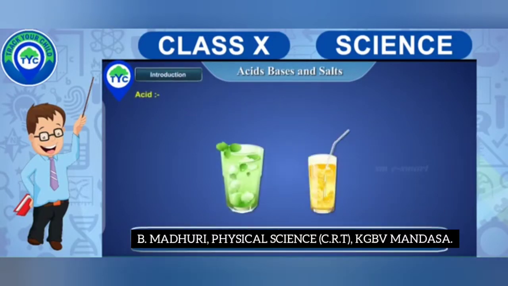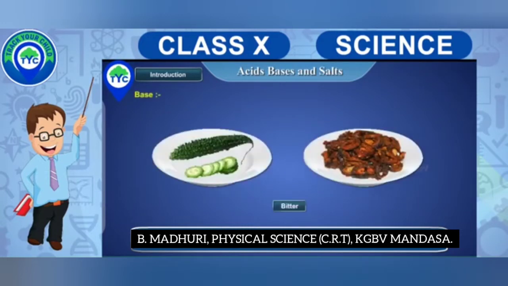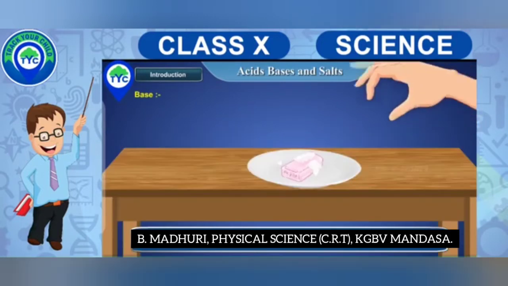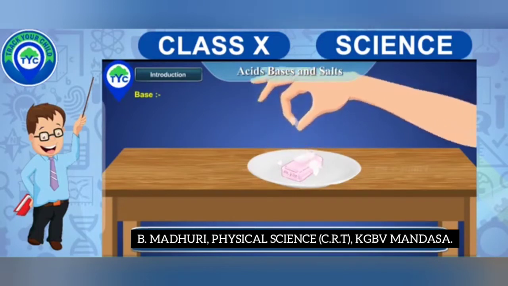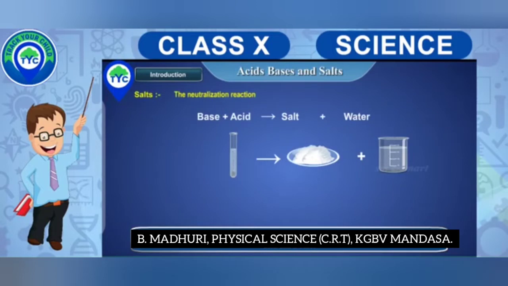Introduction. Acid is a word derived from the Latin word acidus. It means sour. Usually, we call any substance that has a sour taste an acid. Base: the substance that has a bitter taste and is slippery to touch. Salts: a substance which is formed as a result of the neutralization reaction between an acid and a base.